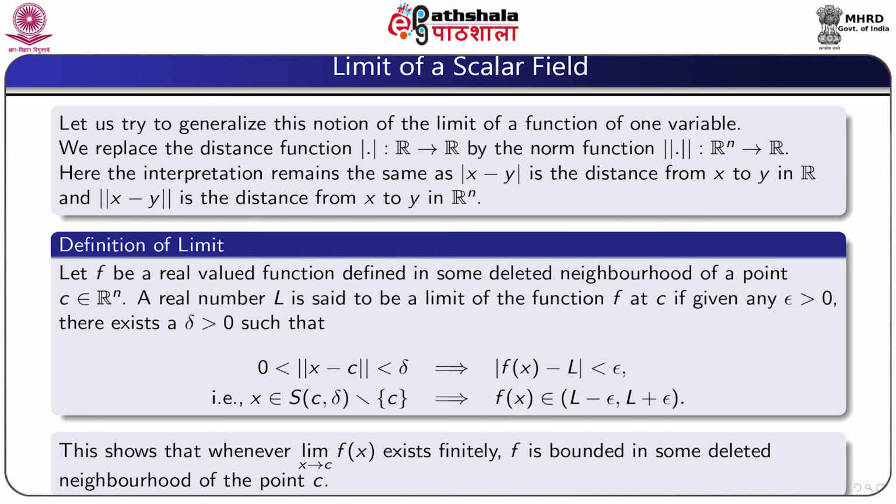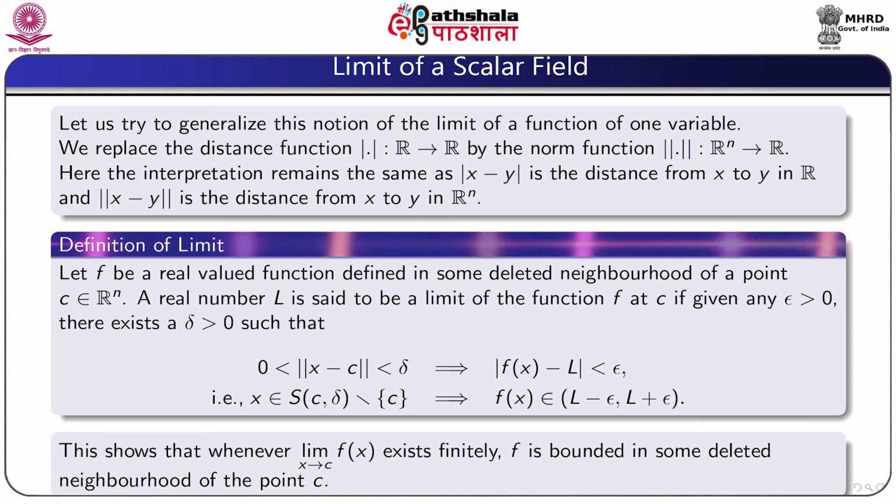Now, we try to generalize this notion of the limit of a function of one variable to the cases when the number of variables is more than 1. We replace the distance function modulus from R to R by the norm function defined from R^n to R. However, the interpretation remains the same: modulus of x minus y denotes the distance between two real numbers x and y, and norm of x minus y denotes the distance between two vectors x and y in R^n.